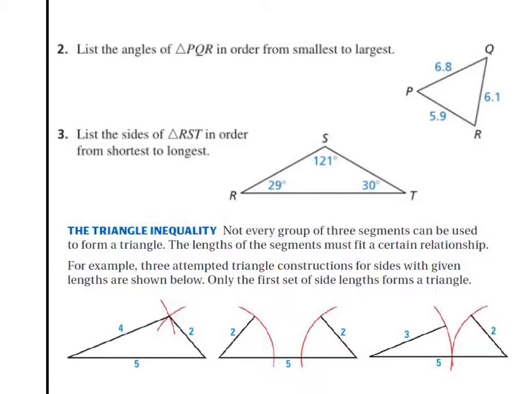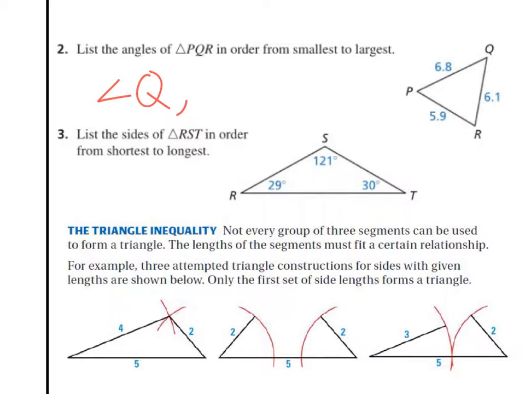Liz, looking at number 2, what's the smallest angle? P. Wait, P? No, R. Sorry. Which angle is across from the smallest side? Q. So the smallest angle should actually be Q. Angle Q is across from 5.9. And so that is your smallest angle, has to be directly across from it.